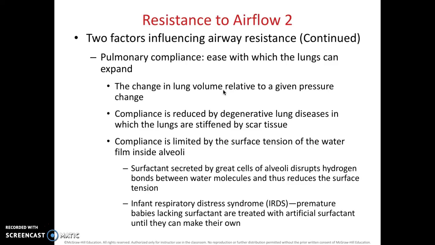Additionally, pulmonary compliance plays a role in airway resistance, and this is the ability, or the ease, with which the lungs can expand. So it is the change in lung volume relative to a given pressure change. This compliance is reduced by degenerative lung diseases where stiffened scar tissue stiffens the lungs. So this means that they're not able to function the way that they should. Compliance is also limited by the surface tension of water within the alveoli. Under normal circumstances, the alveoli secrete a surfactant that disrupts the hydrogen bonds between water molecules and reduces surface tension. So the surfactant plays a very important role in pulmonary compliance. We can see this in babies with infant respiratory distress syndrome, where they lack surfactant and need to be given artificial surfactant until they can make their own. Basically, this allows the alveoli to function the way they should.